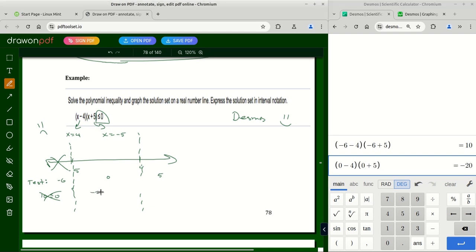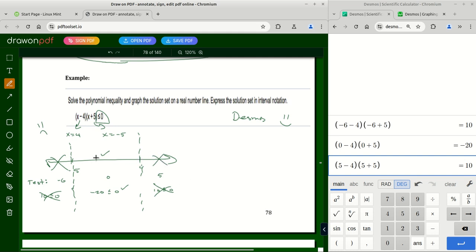So I got -20. Is -20 less than or equal to 0? Yes. So that works. Here we go. Last one. I got a 5. So I got 5 minus 4, 5 plus 5 is a +10. Does +10, is that less than or equal to 0? No. So that does not work.